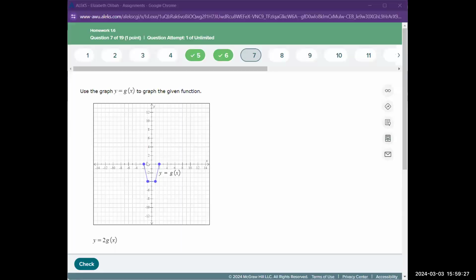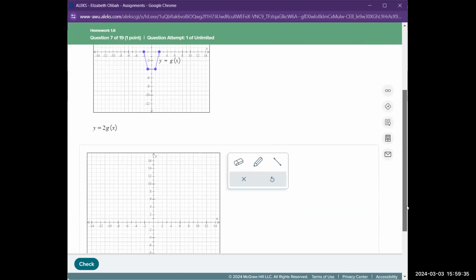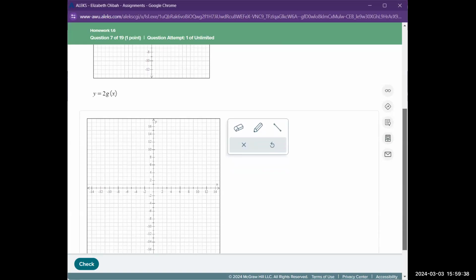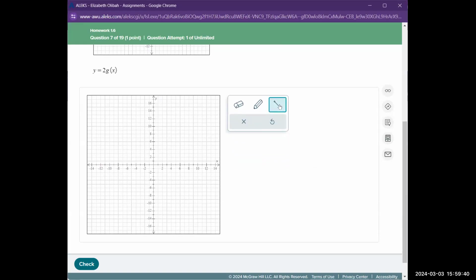Okay, so -2, 0 actually stays where it's at, but wait, I think they want me to do it down here. Okay, so instead of moving it around, we have to make a new graph. So we pick the segment. The first point we want is -2, 0. So I click that. The next one is -1, -8.